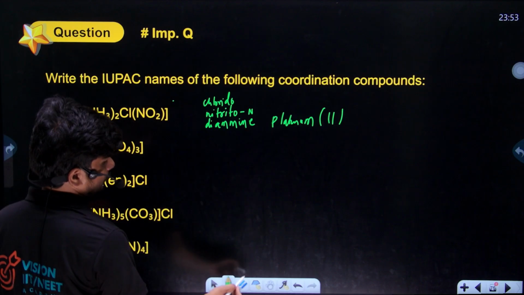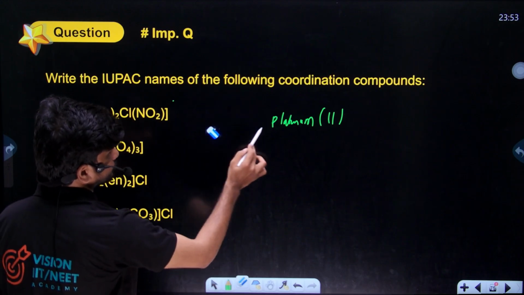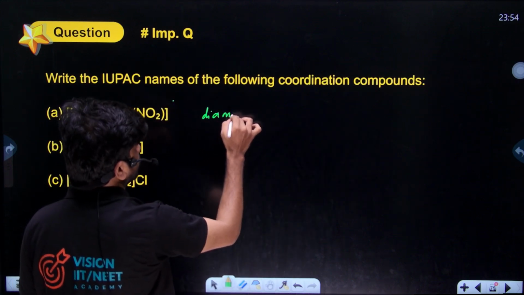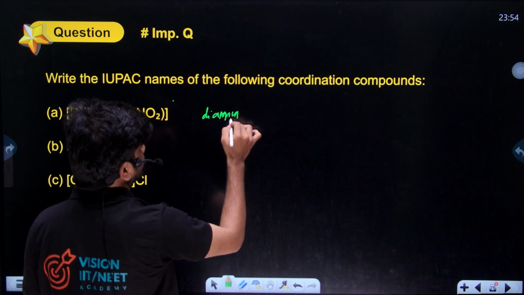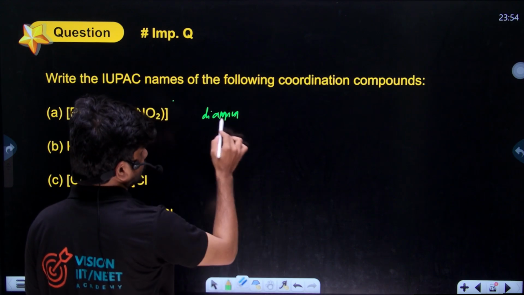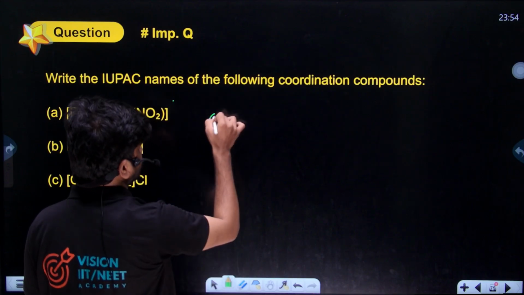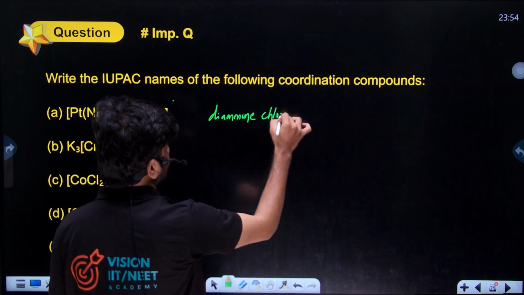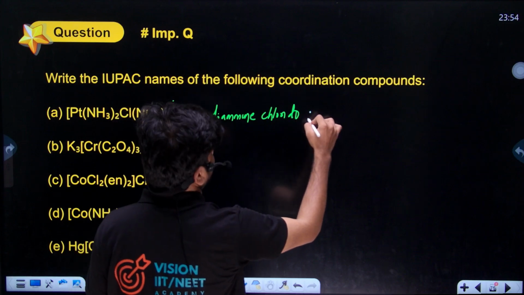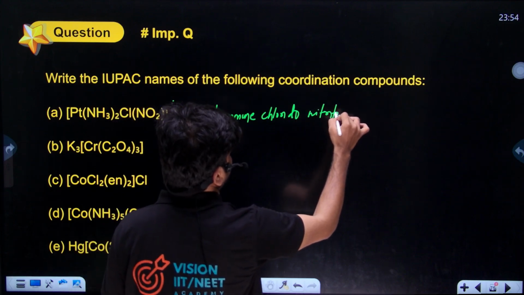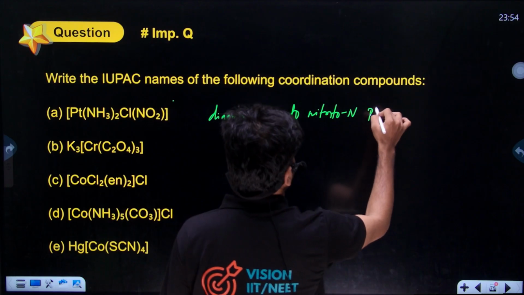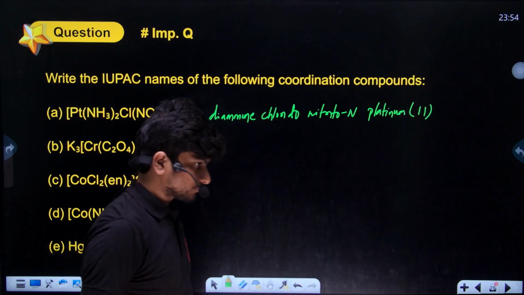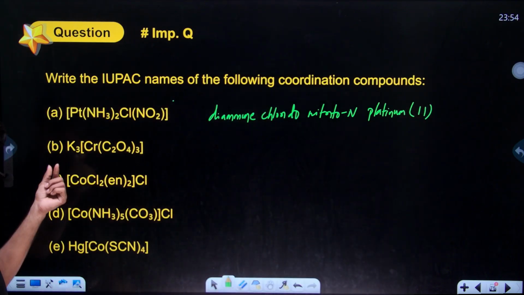So if you write in order, you will have the name: diamine, you have 2 M's here, diamine, chlorido, nitrito N, platinum 2.